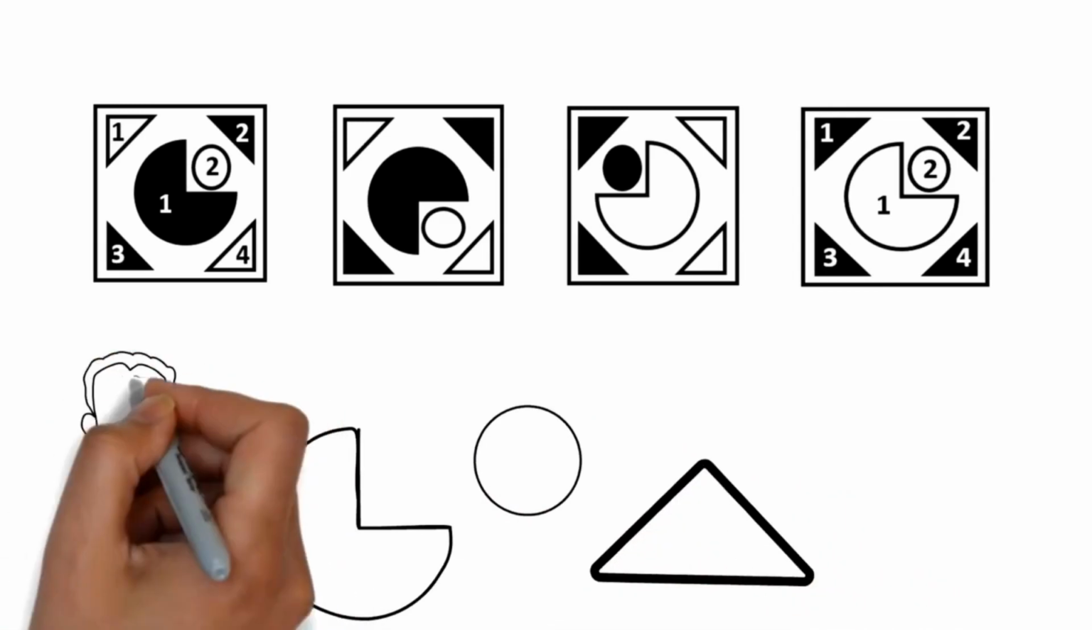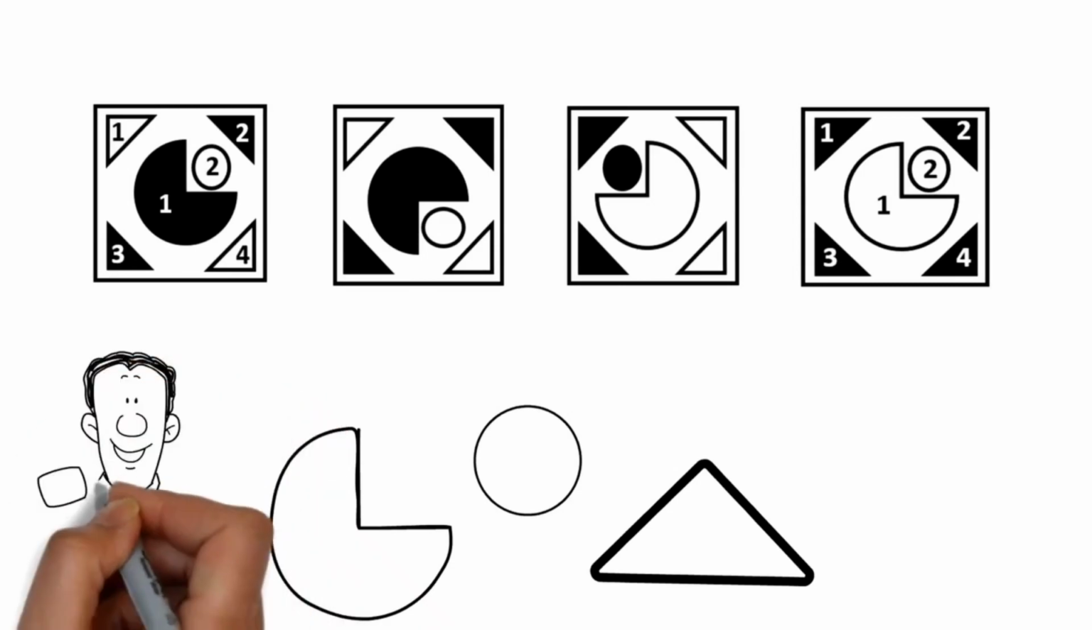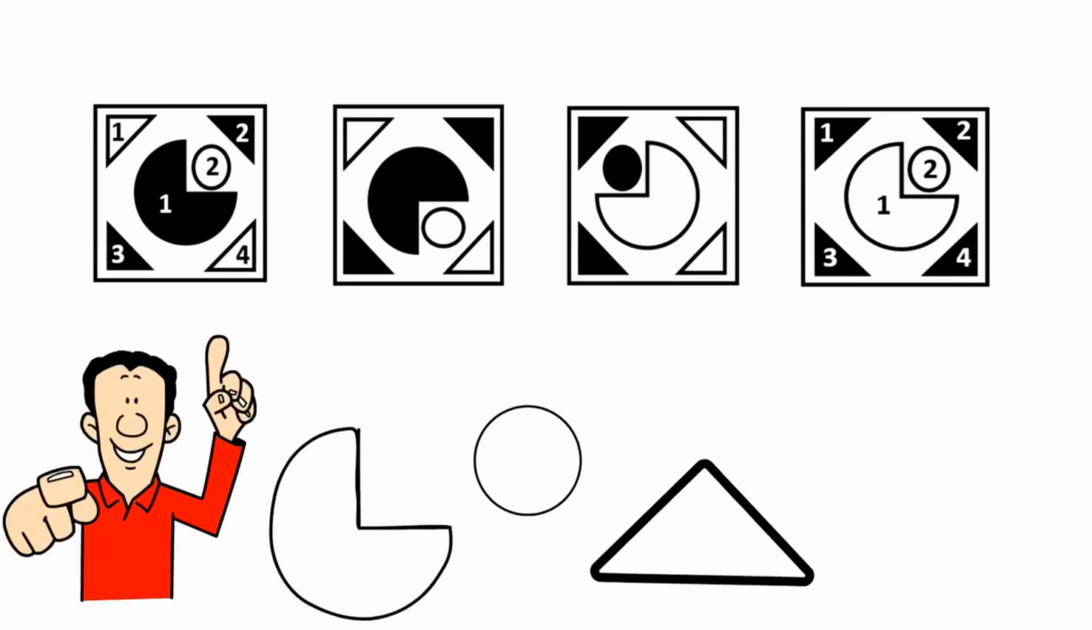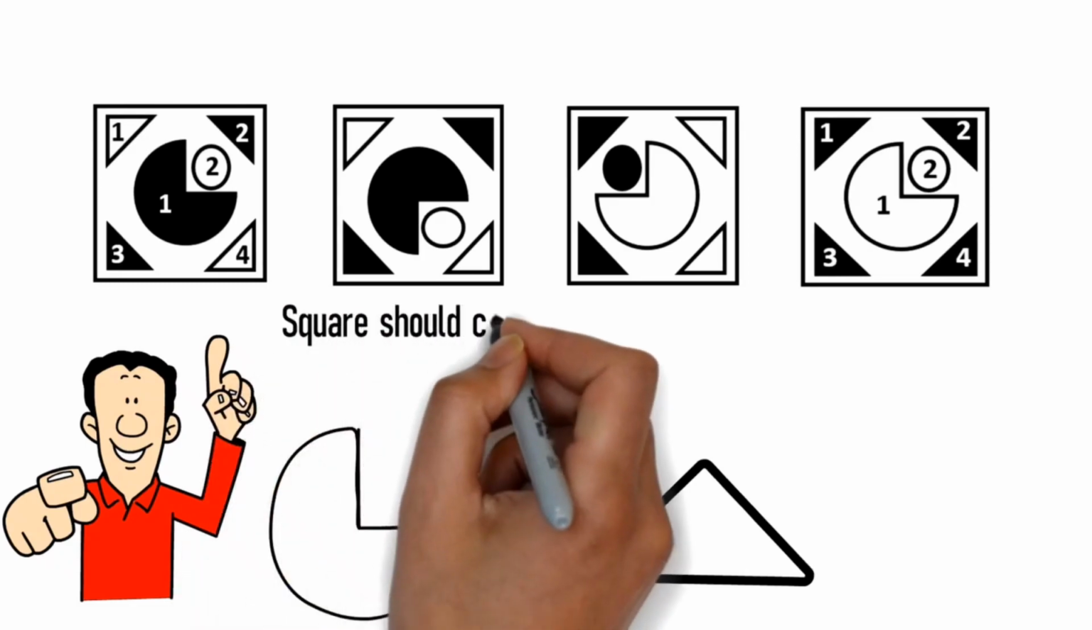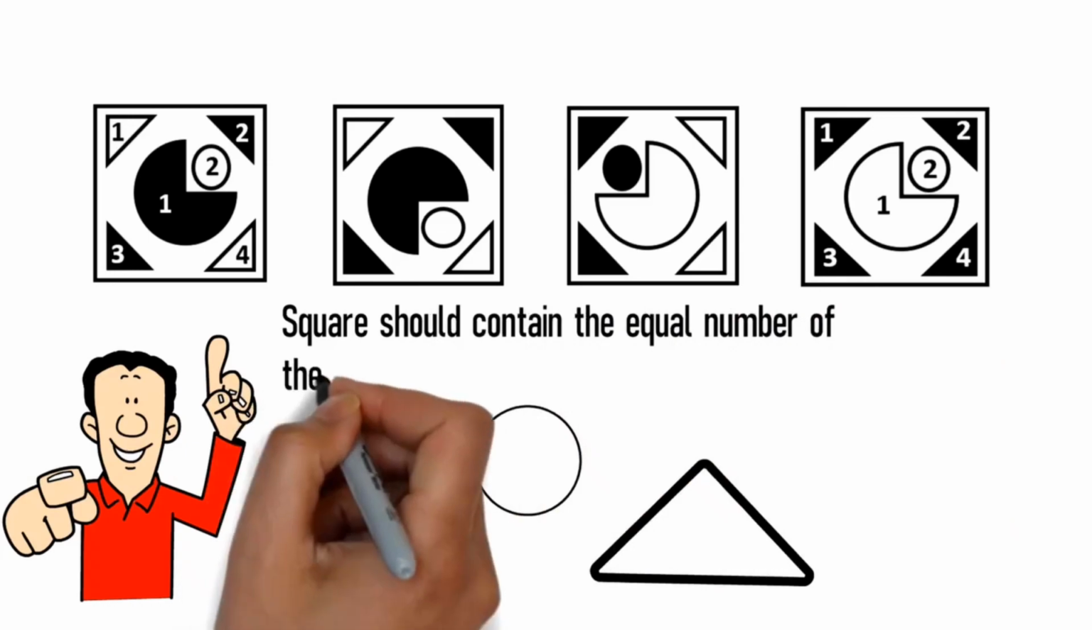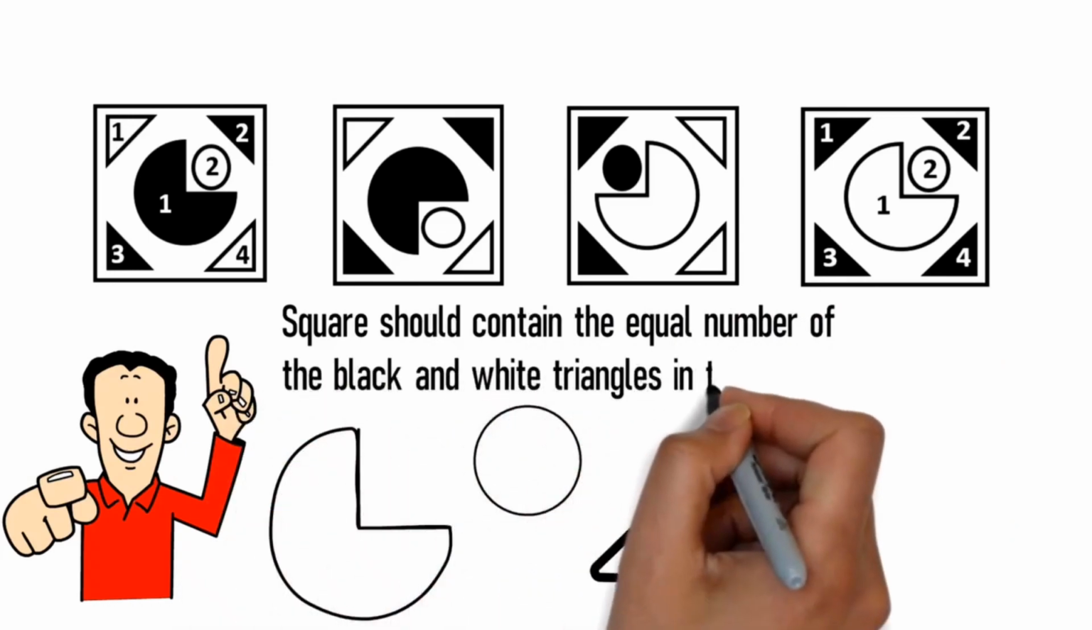In this particular question, there is only one pattern, of the triangles. But there are some sophisticated questions in the test which might include patterns for both shapes. In this particular case, the pattern is that the square should contain an equal number of black and white triangles in the corners.